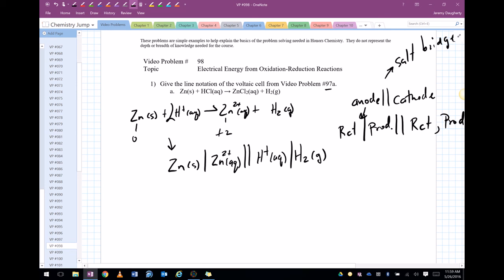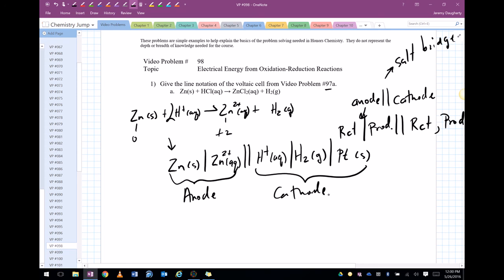And notice hydrogen ion, hydrogen gas, I don't have a metal there, so I don't have an electrode. So that means I need to have an inert electrode. And I'm going to say that I'm using platinum as a solid for my inert electrode. So there you go. You have the anode, you have the cathode. Reactants first, then products, and then we have the salt bridge right here in the middle.